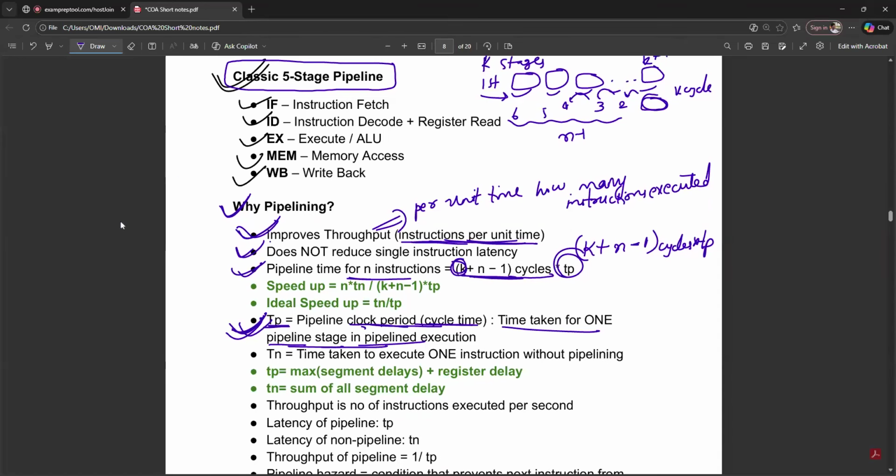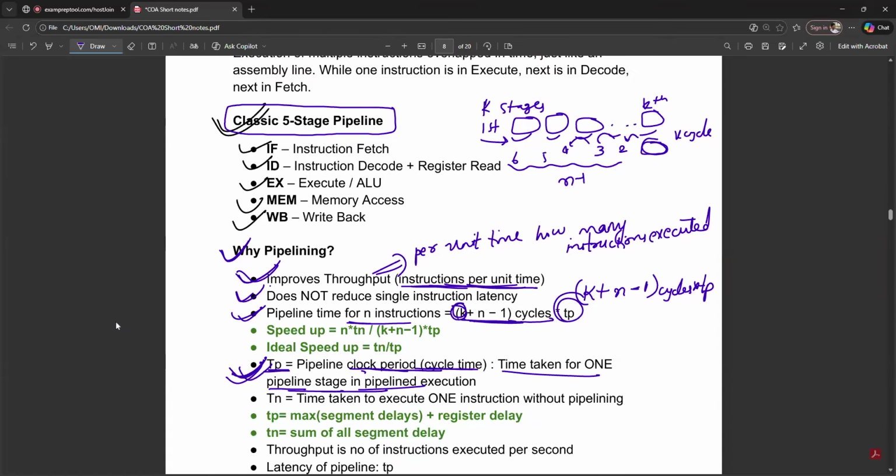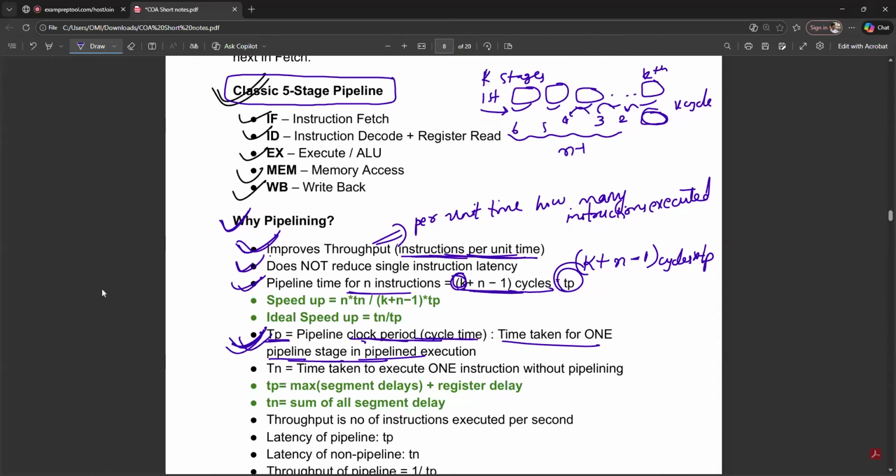Very easy, right? In the GATE examination, and in computer architecture in general, don't mug up things. If you know the concept intuitively, you can solve any question. Got it? Now, what is the speedup?